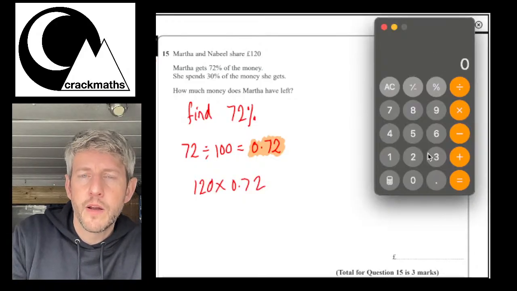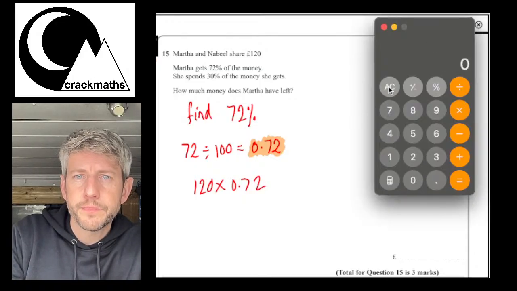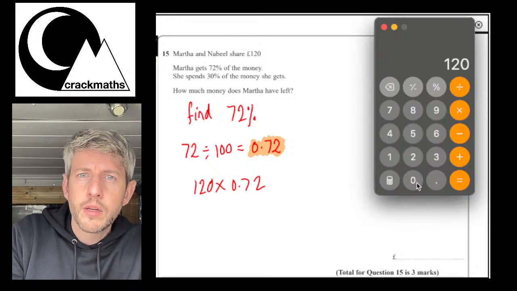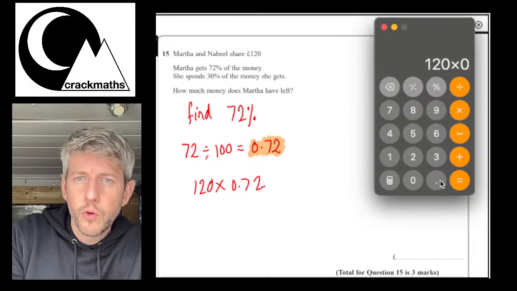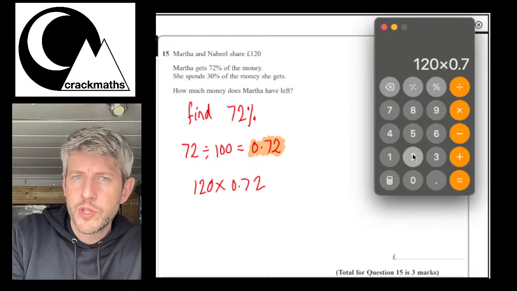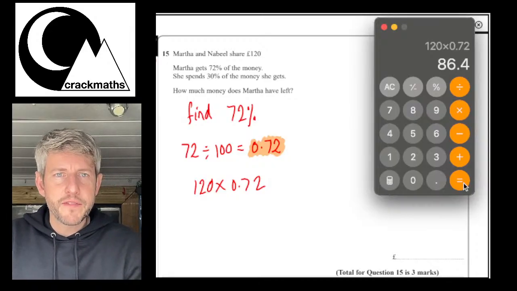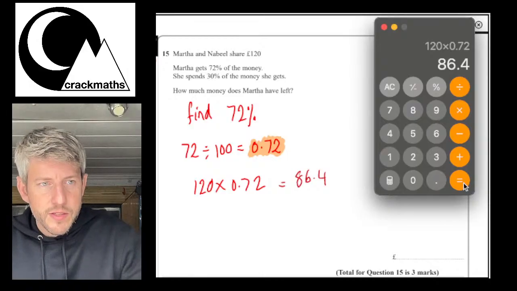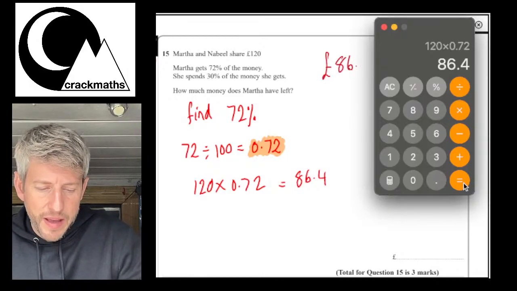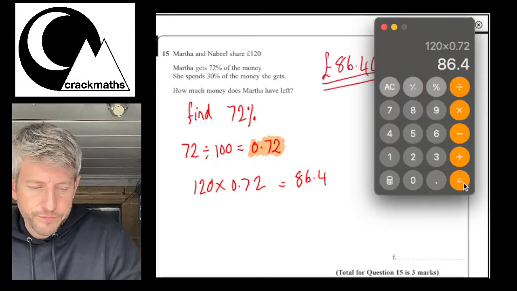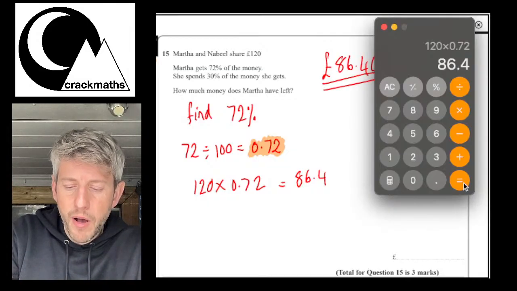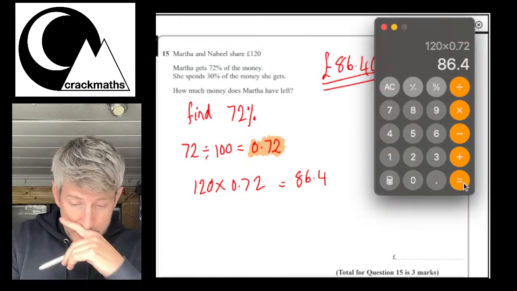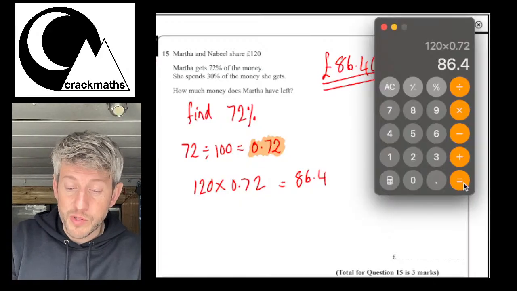Okay, so let's do that. 120 multiplied by 0.72. Okay, and this gives me 86.4. Okay, so there we go. So that is £86.40. So that is how much money Martha gets. She then spends 30% of the money that she gets on, well, she just spends it.